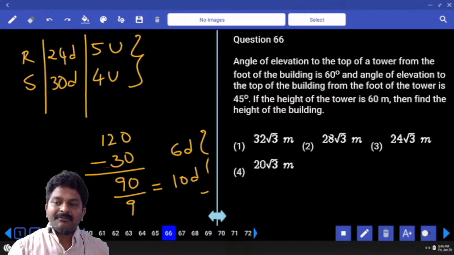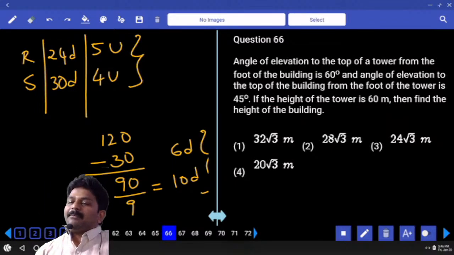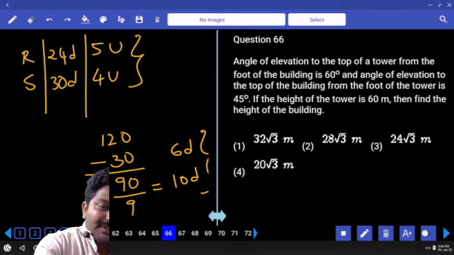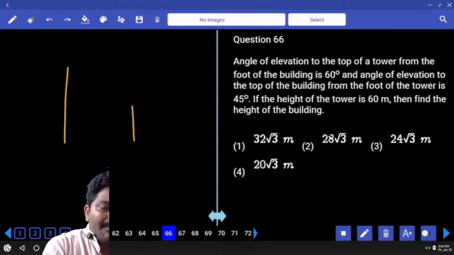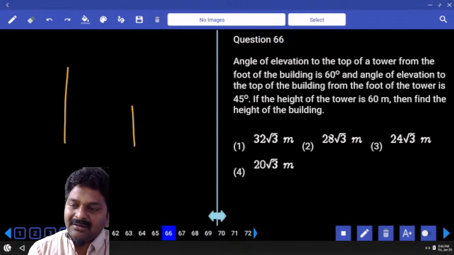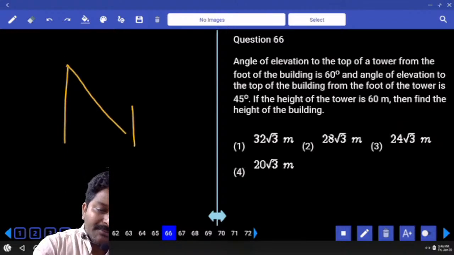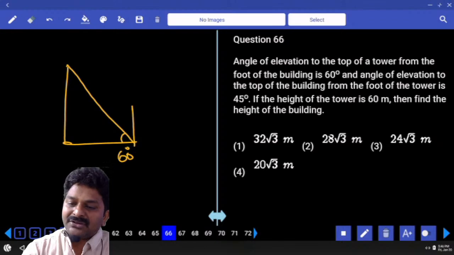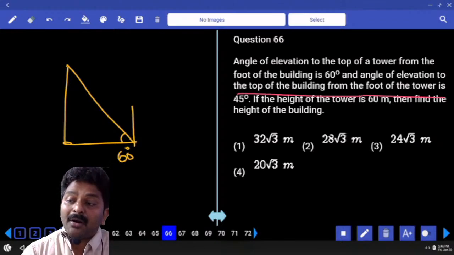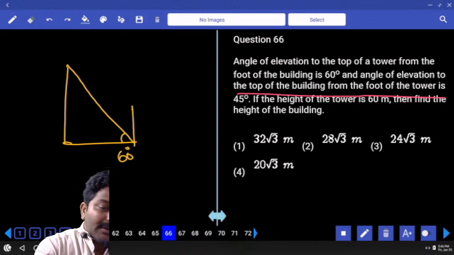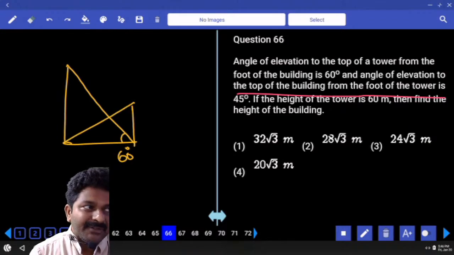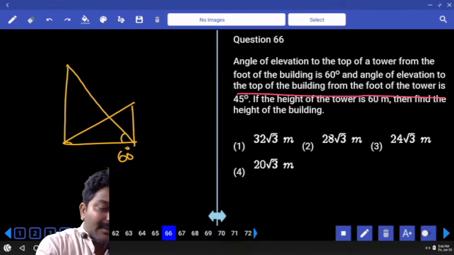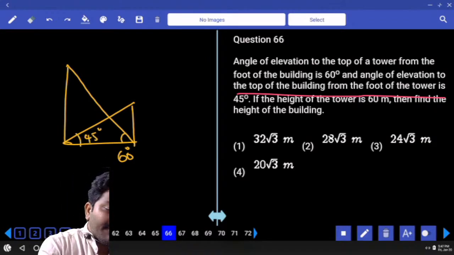The angle of elevation of the top of a tower from the foot of the building is 60. So that means we have a tower and we have a building. Angle of elevation of the top of a tower from the bottom of the building is 60. That means here the angle is 60 degrees. Correct? Next, the angle of elevation to the top of the building from the foot of the tower is exactly reversed: top of the building from the bottom of the tower, and it is 45.